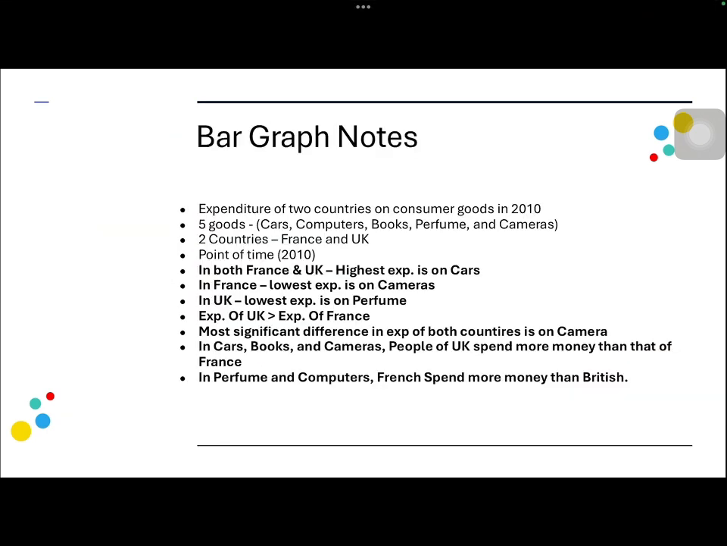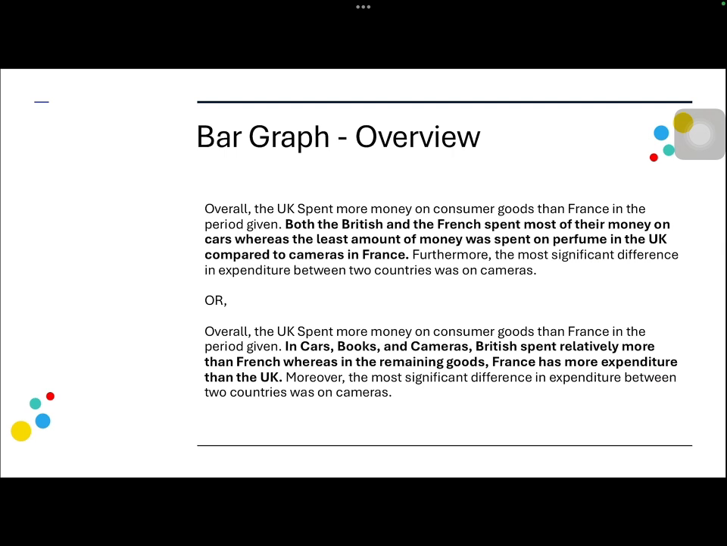Now, again, coming to the notes that we had made, we just talked about this, and these are the notes that we are going to use in our overview. So now let us see the overview for the bar graph question.